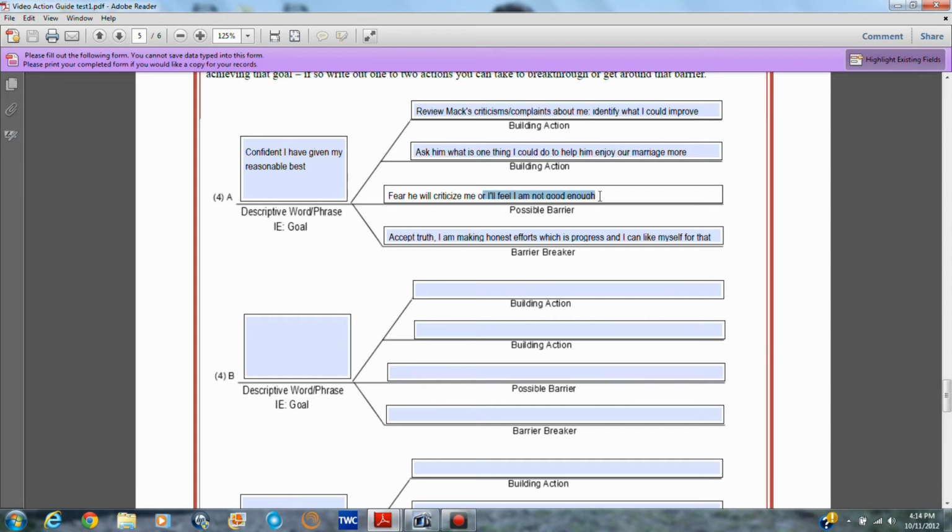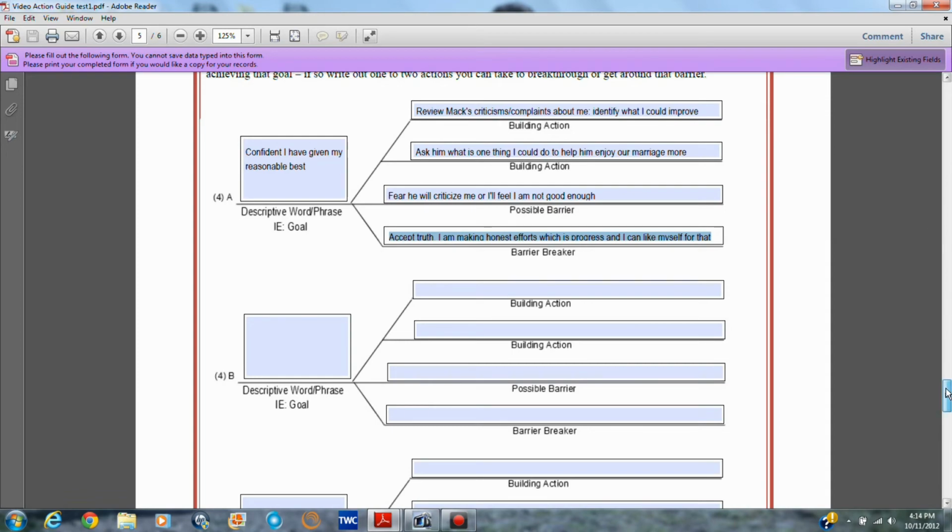And her sense that she doesn't feel good enough. How is she going to deal with that? Well, she's chosen to accept the truth that she's making honest efforts. She's making a genuine effort to try and improve things in her marriage. And because of that, she can look at herself and go, you know what? I'm making an honest effort. I'm really trying in this, and that's good enough.